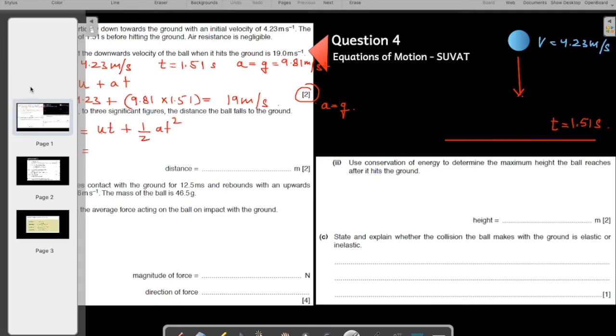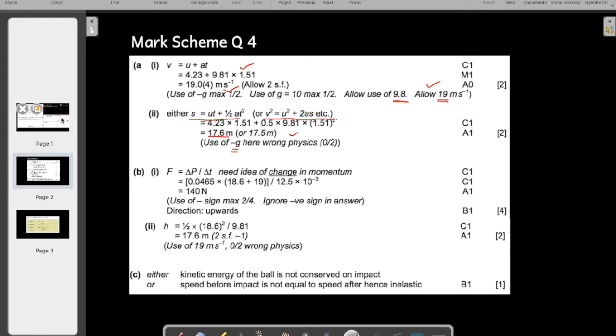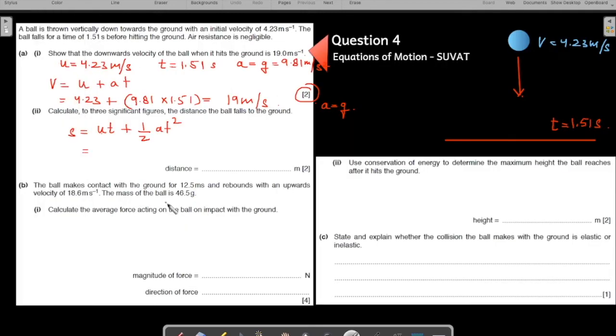The answer should be, let me show you the answer, 17.6. Alright, the unit is already given, so you need not worry about it. It's a 2-mark question, you get your full 2 marks. Do not forget to write the formula. If you write the formula, you can be assured that at least 1 mark you'll definitely get, even if your calculations go wrong.